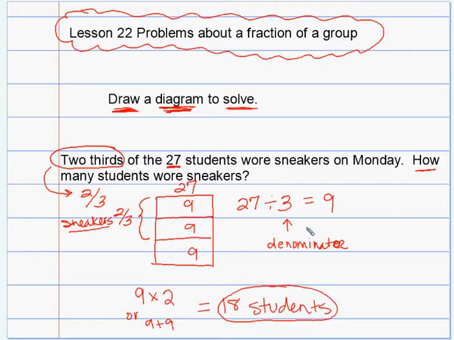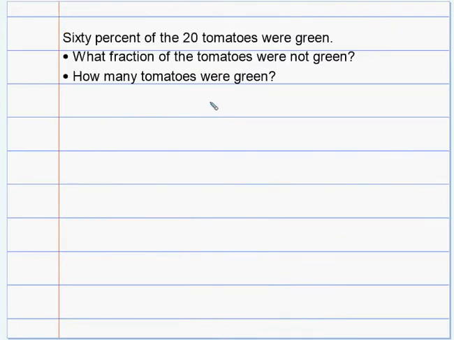Okay, another example. This time, they give us 60% of the 20 tomatoes were green. There are a couple of different ways you can do this. Percent means per 100, so it would be 60 out of 100. That's your fraction. Now, you could draw 100 boxes, although I wouldn't recommend it. So start by reducing your fraction. 60 out of 100.